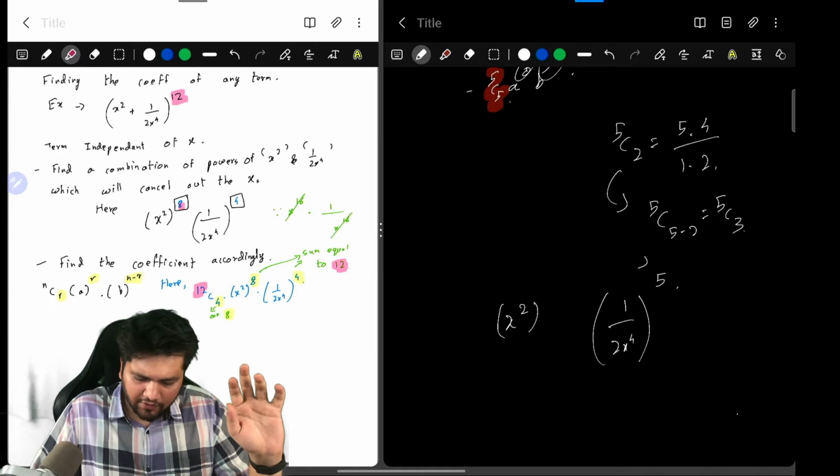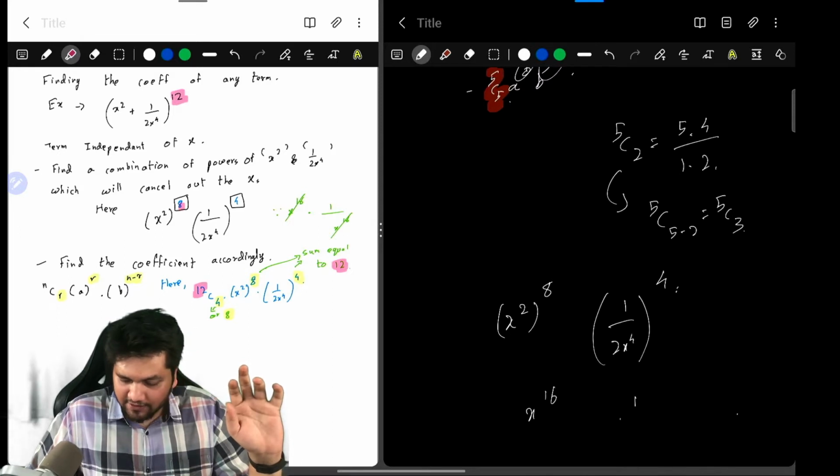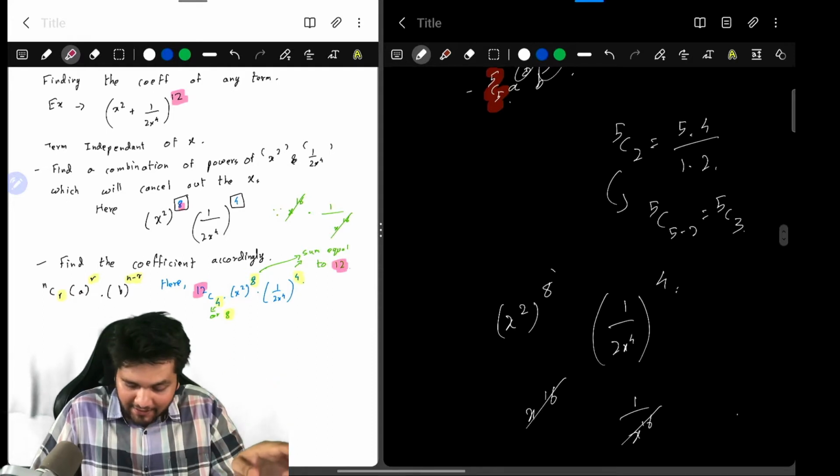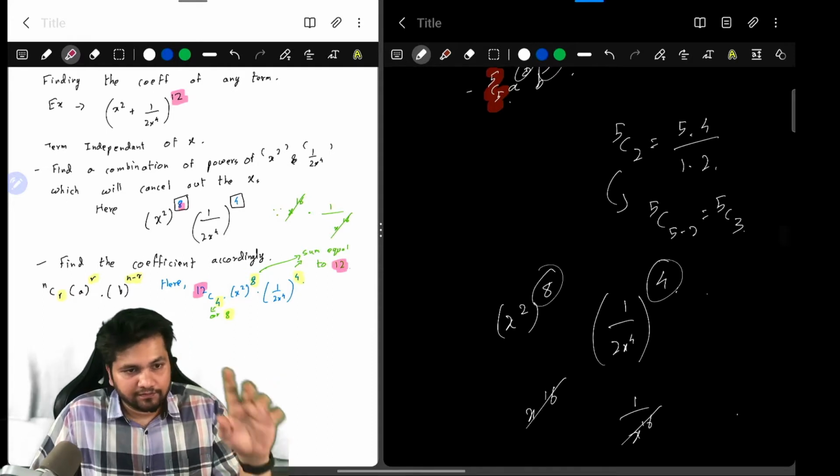Maybe we can think of 8 and 4, let's say. So here, if I take 8 and 4, this is going to be x to the power of 16. This is going to be 1 upon x to the power of 16. As you can see, you can cancel it out. So that's where the term would be, where this will be 8 and this will be 4.